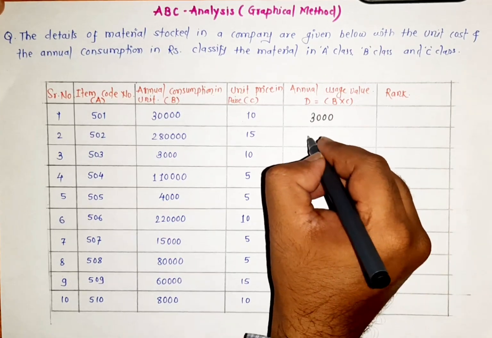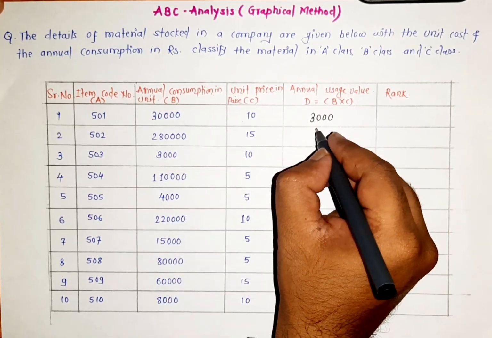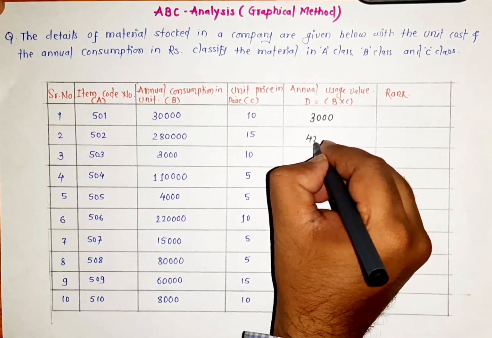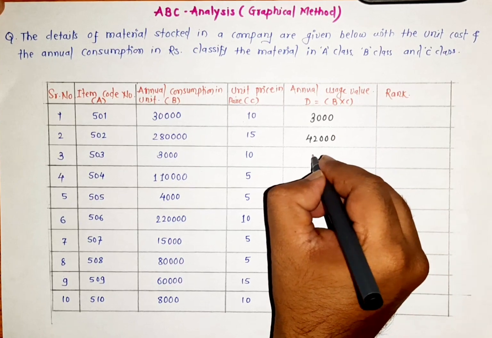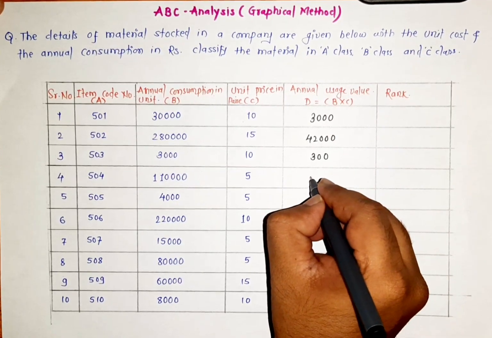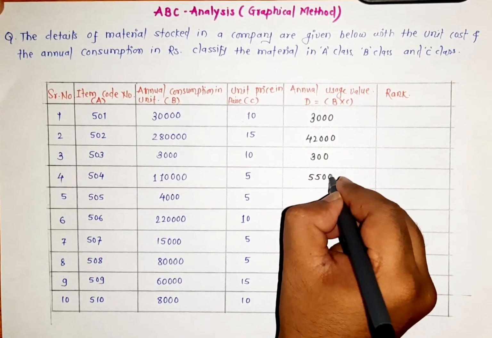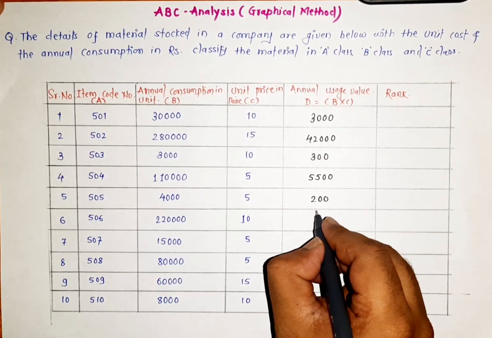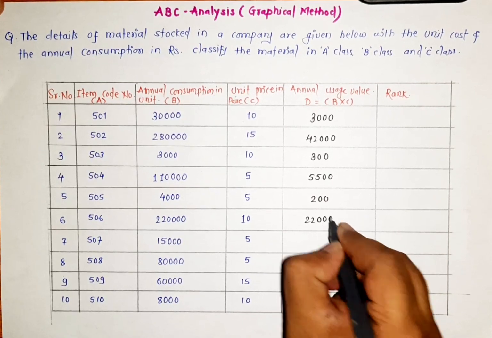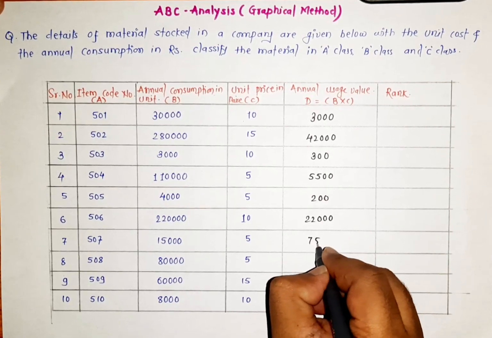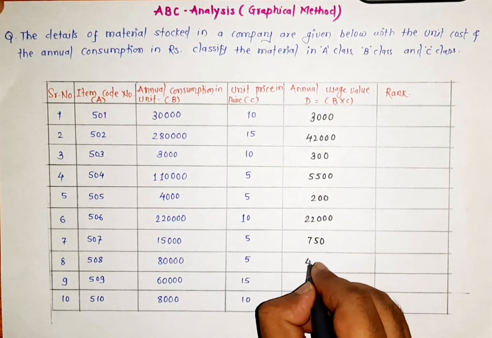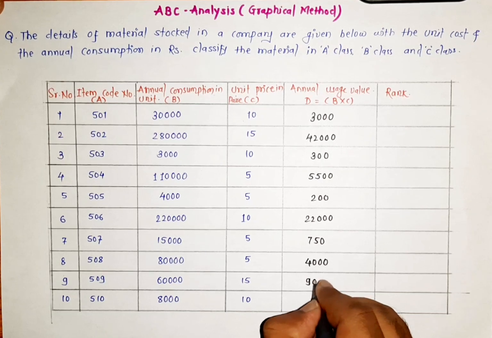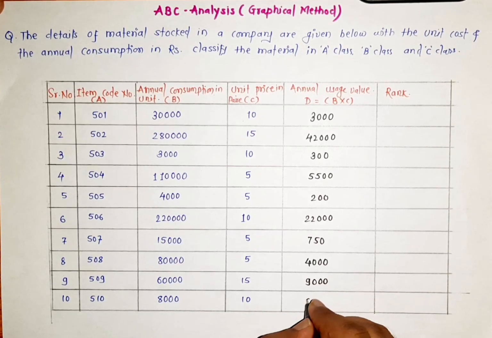It will be 3000. Then again when you multiply, D is equal to B into C, converting this into rupees, it will be 42000, then 300, then 5500, then 200, then 22,000, then 750, then 4,000, then 9,000, and the last will be 800.